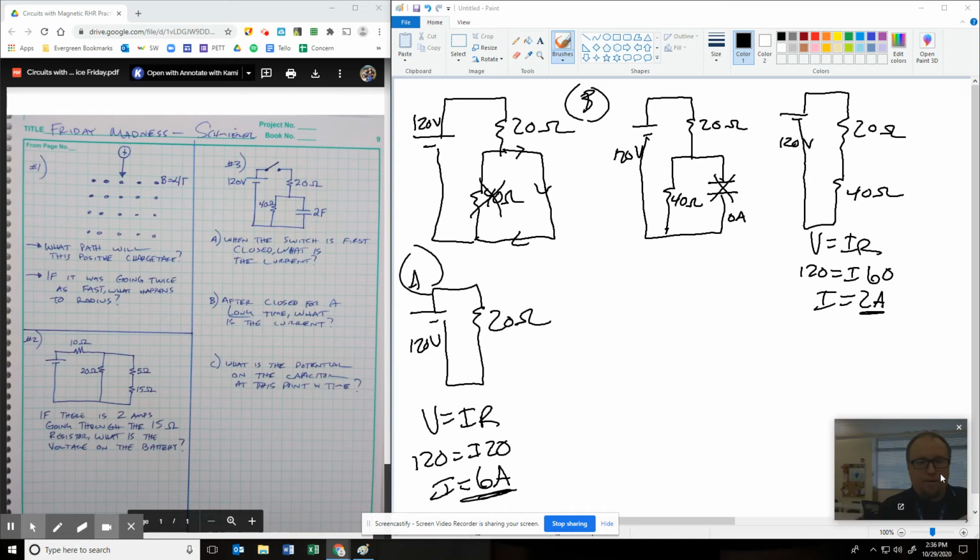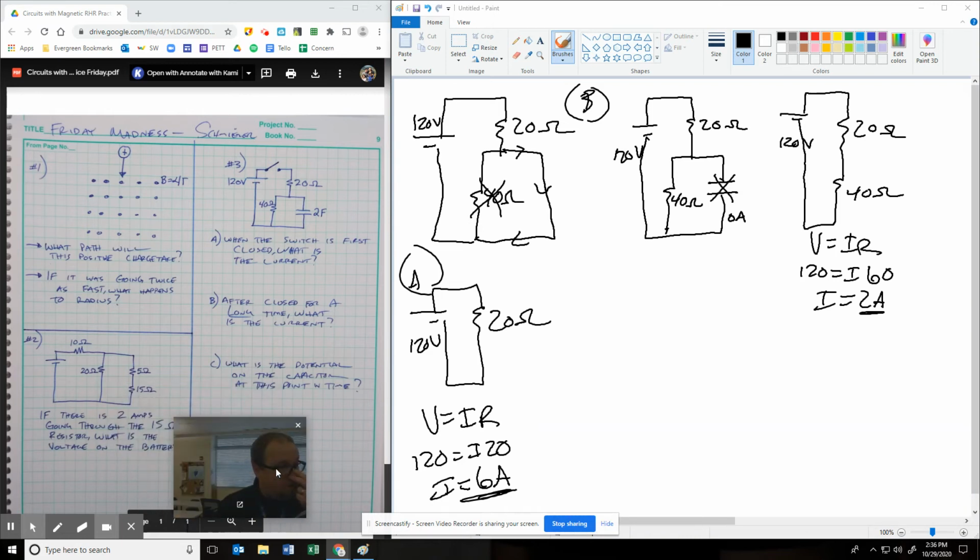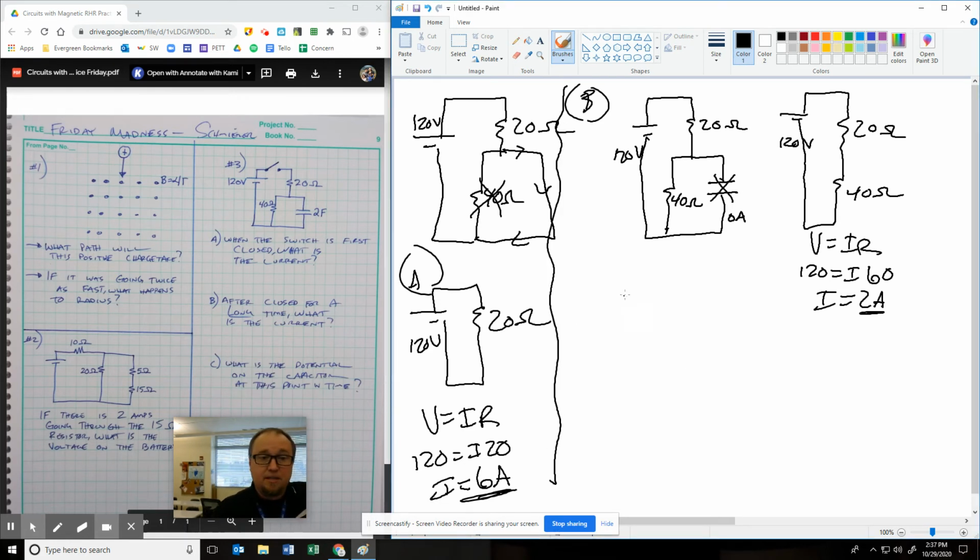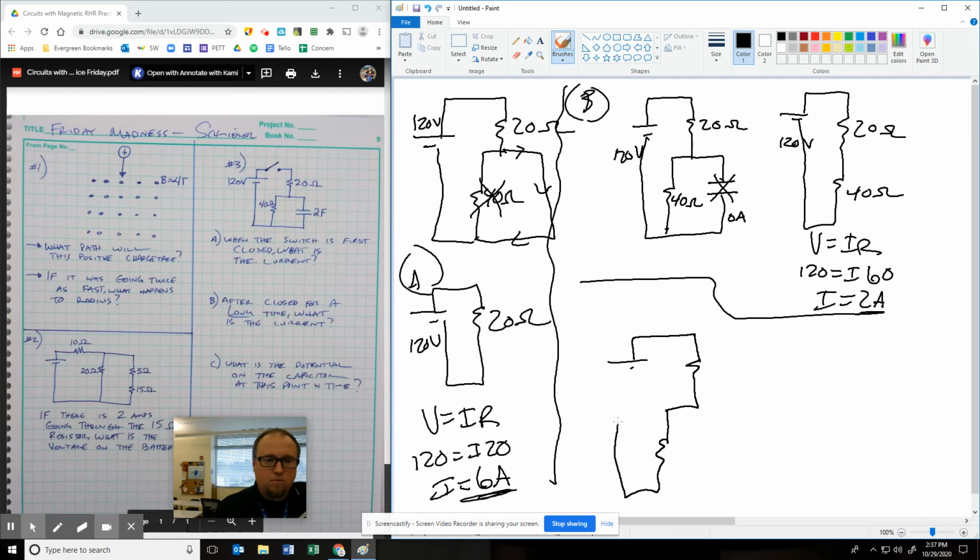Now, last one. What's the potential on this capacitor at this point in time? This is an idea that I saw people were having a hard time with on the exam, so that's why I'm putting this one here. When it's fully charged, here's my capacitor. This is 20 ohms. This is 40 ohms.